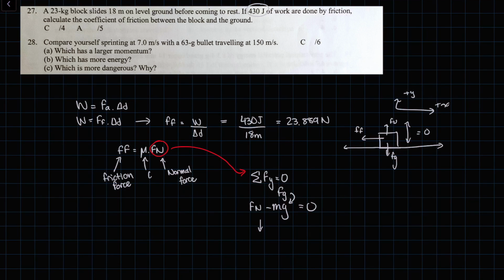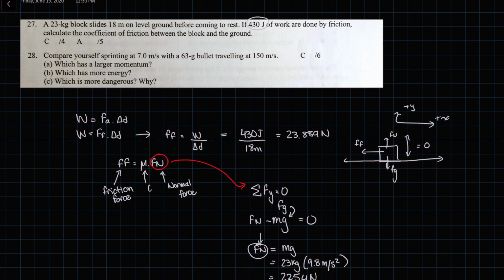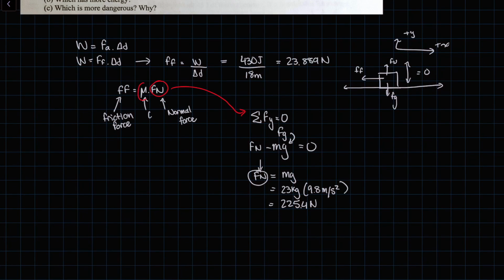We know that Fn has to equal mg. The object is 23 kilograms, and we multiply it by 9.8 meters per second squared. If I punch this into my calculator, we get a total of 225.4 newtons. Perfect. So now we have the Fn. We also have the Ff. Now we can solve for mu.